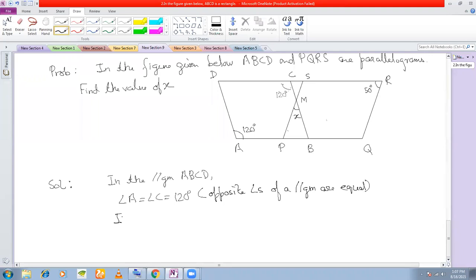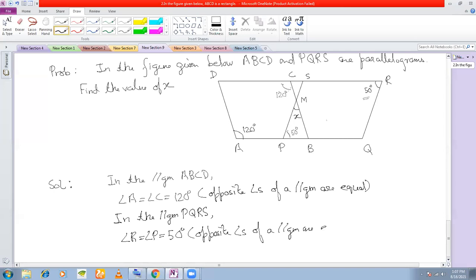Next, consider the other parallelogram, PQRS. In the parallelogram PQRS, if you see again, this 50-degree angle here and this angle are equal, right? So we write angle R is equal to angle P is equal to 50 degree. Same reason, opposite angles of a parallelogram are equal.